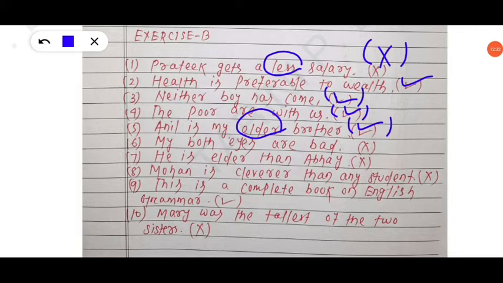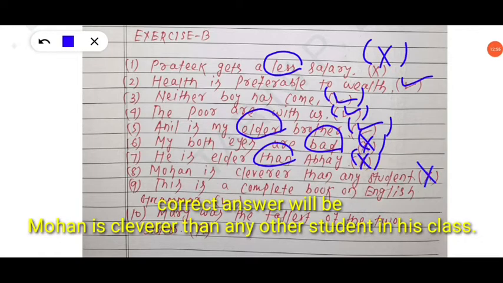My both eyes are bad. This is wrong. He is elder than Abhay. Elder takes to, not than, so you have to put a cross here. The next: Mohan is cleverer than any student. Here Mohan is compared with all the students, so you have to put a cross mark here.